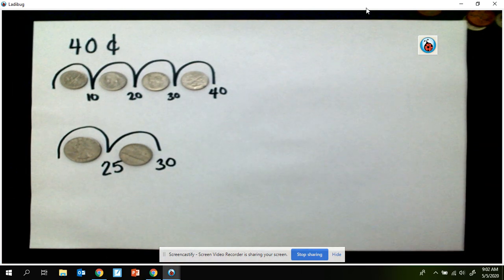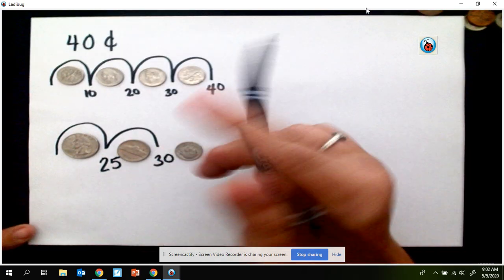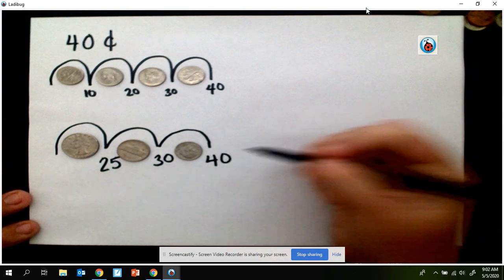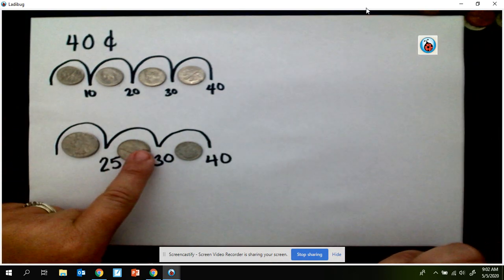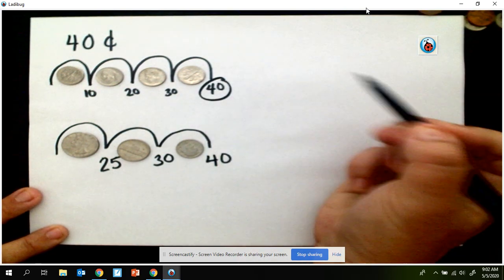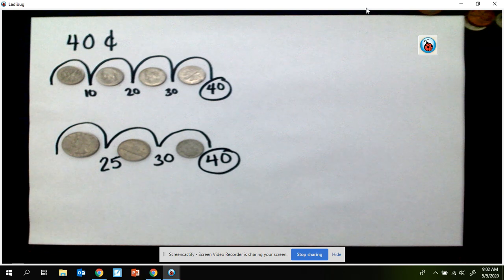I want to get to 40 cents. I'm at 30. How do I get to 40? I can add a dime. A dime would add 10 more cents. And I could now be at 40 cents. So a quarter, a nickel, and a dime are going to get me to 40 cents. So 4 dimes gets me to 40 cents. A quarter, nickel, and dime get me to 40 cents.